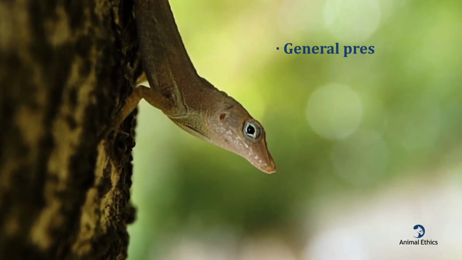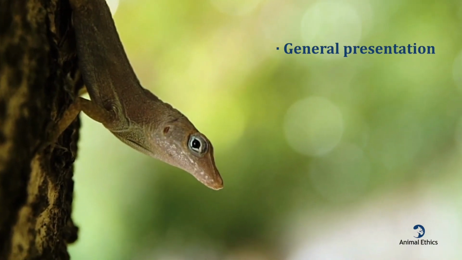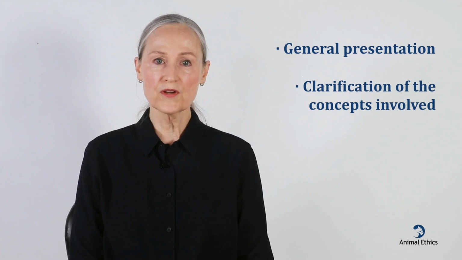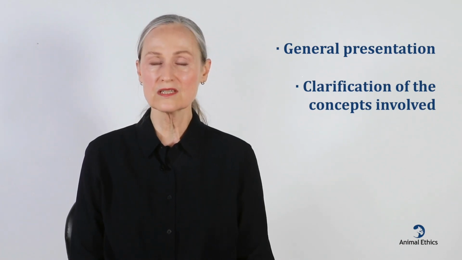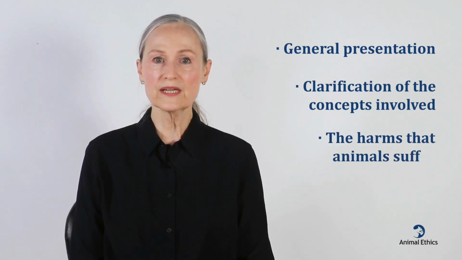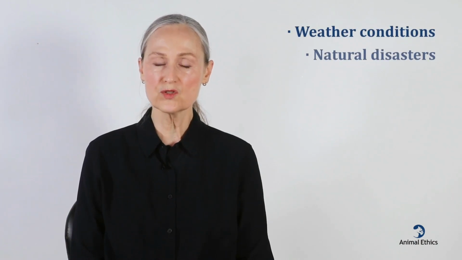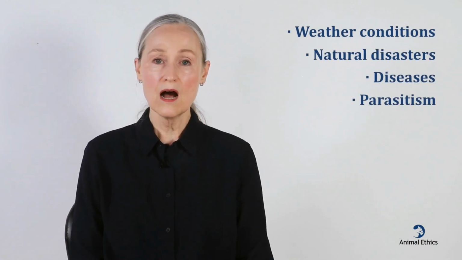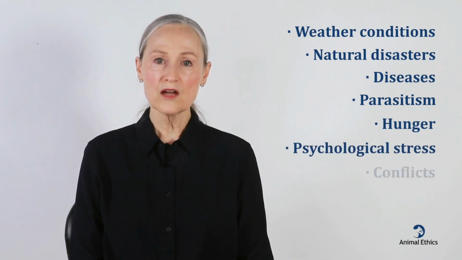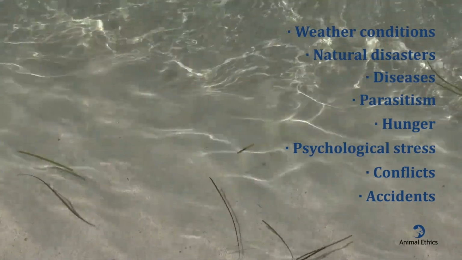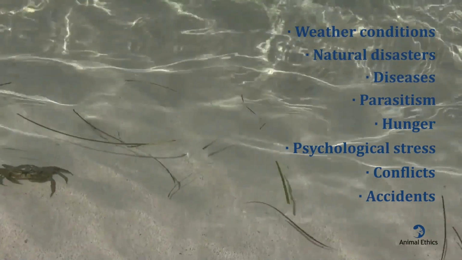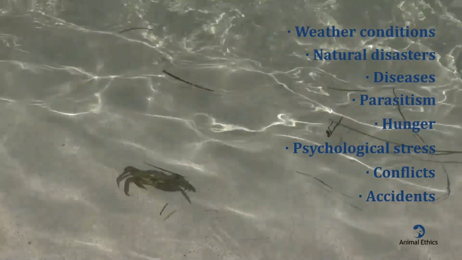The first part begins with a general presentation summarizing the question of wild animal suffering. Following this, we will clarify in more detail what the concept of wild animal suffering entails. The following videos will then explain the different ways in which animals can suffer in the wild. We will see the impacts of harmful weather conditions, natural disasters, diseases, parasitism, hunger, psychological stress, conflicts between animals, and accidents. We will also see how the prevalent reproductive strategies significantly increase the proportion of suffering among wild animals.